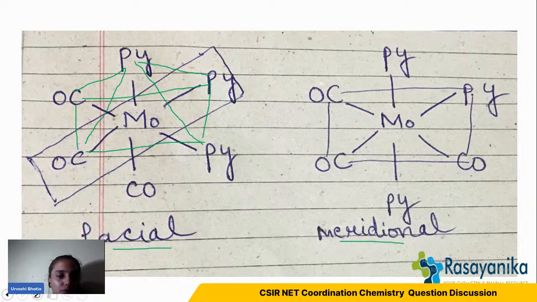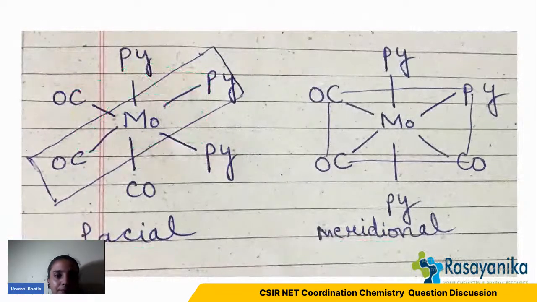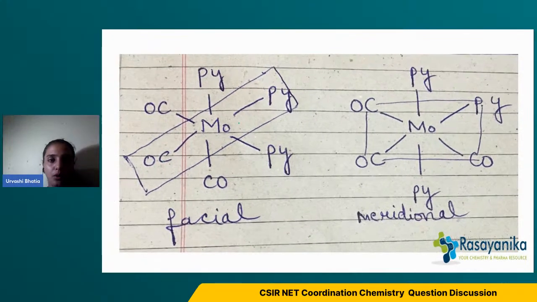So now you can see here. I'll just remove this. Now you can see that if you pass a mirror plane through the CO, Mo, and pyridine, they are going to reflect, and similarly this CO is going to reflect this CO. So it is optically inactive. A mirror plane is present here, so it is optically inactive. Similarly, if we pass a plane for the meridional, the pyridine and pyridine are going to reflect, and it is optically inactive again.